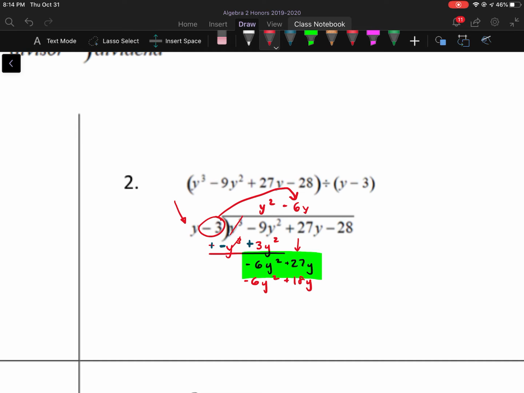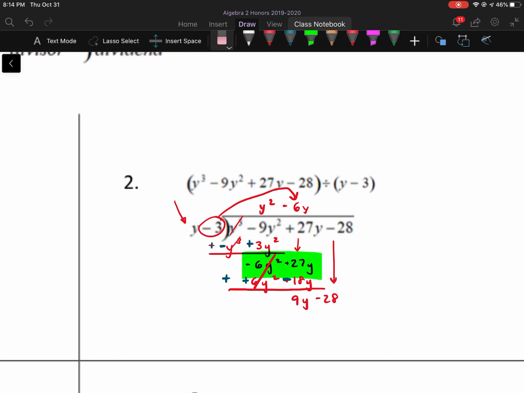Now we're going to do the same thing again. We're going to subtract. But I said no one likes subtracting, so let's just add the opposite. I'm going to change all my signs, and this becomes a minus now. Negative 6y squared plus 6y squared cancels out, and I'm left with 27y minus 18y, which is 9y. Then we go to the next step and do the same thing again. Minus 28. Let's see what happens.